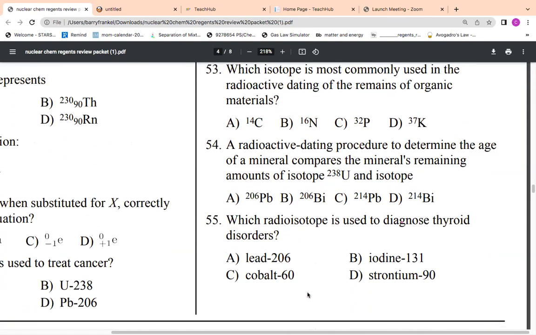Okay. 54. We also just went over this. Some of the questions are very repetitive. So they like to ask the same sorts of questions. They just reword them depending on the year the regents comes out.